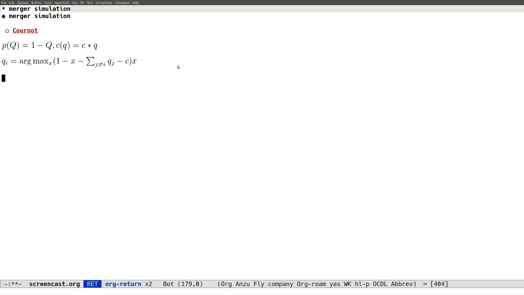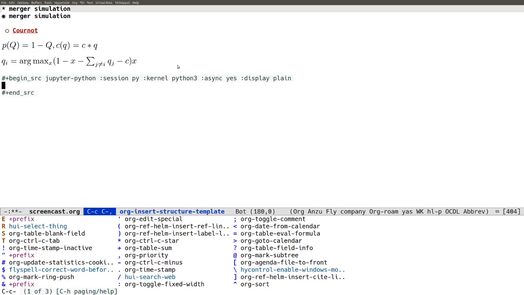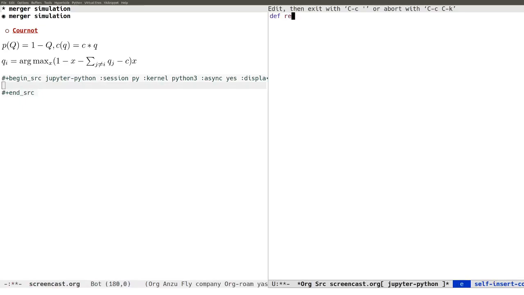The first part is to model this reaction function in Python. So we're going to do that. I'm going to define a function reaction, which is a function of the output level that's chosen by all the other firms together, so it's the sum of their output levels, and we have the cost level of firm i itself, c. So what it returns now is the optimization over the profits of that firm, firm i.